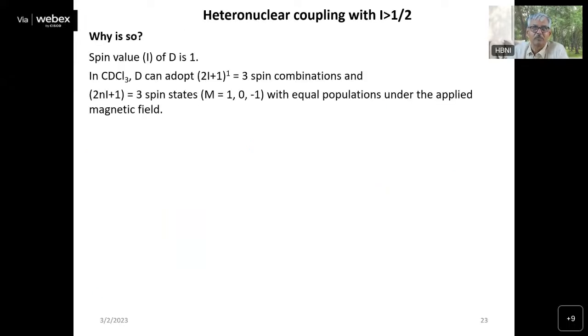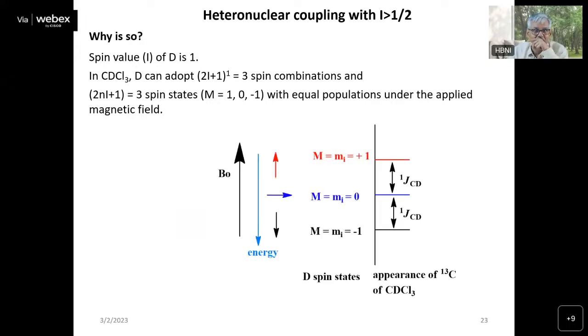We know the spin value of deuterium is 1. So in CDCl3, the deuterium can have 3 spin combinations. If you use the same formula, I is equal to 1 for deuterium, and there are 3 possible spin states. That I have also shown here.